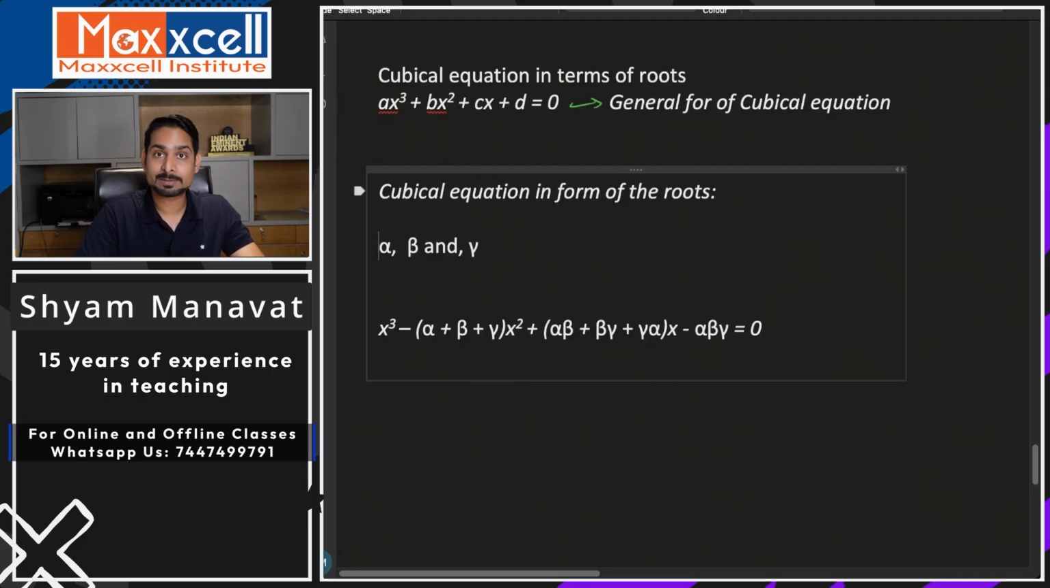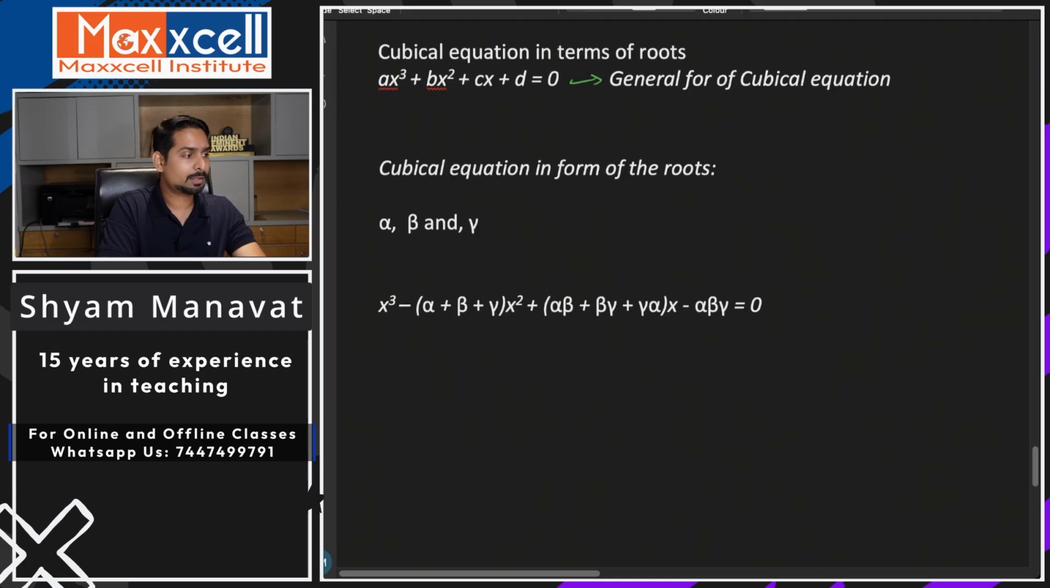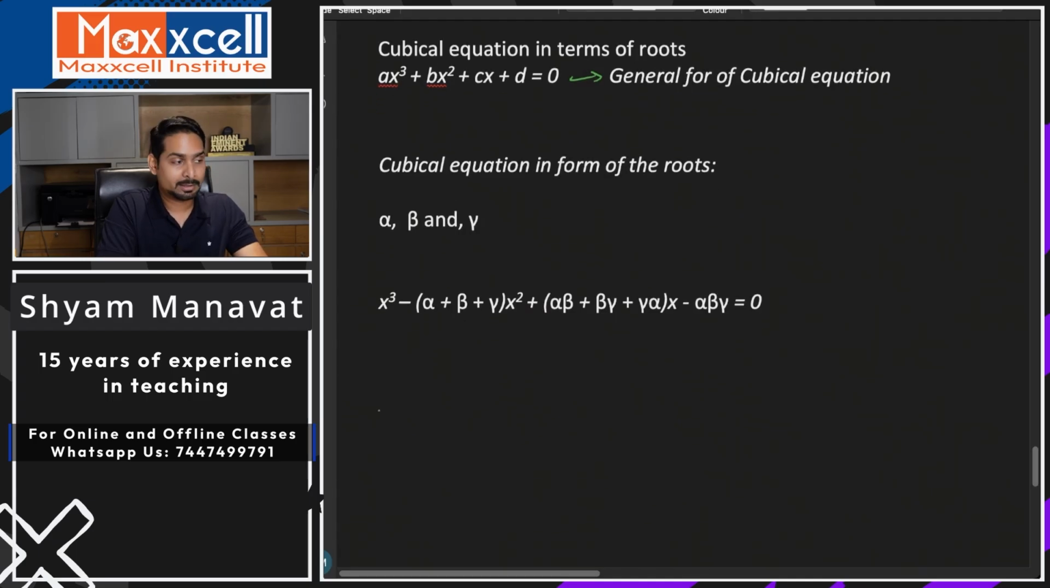You remember roots means what? Values of x when you solve the equation. So if roots are alpha, beta and gamma, then we can say x cube minus (alpha plus beta plus gamma) x square plus (alpha beta plus beta gamma plus gamma alpha) x minus alpha beta gamma equals to 0. Don't get scared, you don't have to learn this by heart. Do you remember for the quadratic equation, we have seen the equation in form of roots? Let me remind you that. That was x square minus (alpha plus beta) x plus alpha into beta equals to 0.